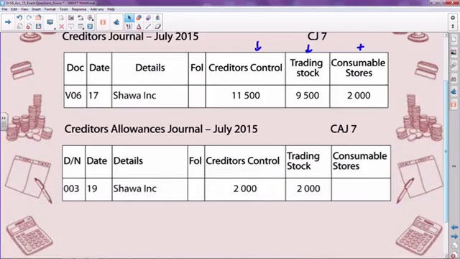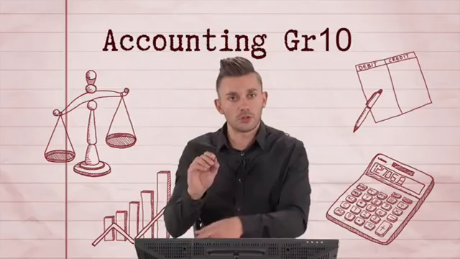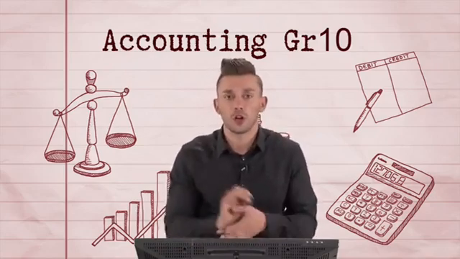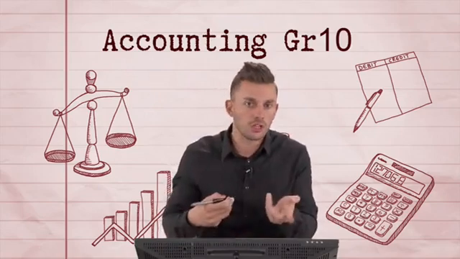And now let's see. They say the debit note was 003, so we return to Shawa. How much did we return? In total, 2,000. Now again, guys, when we return to the creditor, do we owe them more? Do we owe them less? Think about it a bit. And when we return trading stock, so as you can see, we return 2,000 rands worth of trading stock. Do we have more stock? Do we have less stock? Think about it. 1 minute.